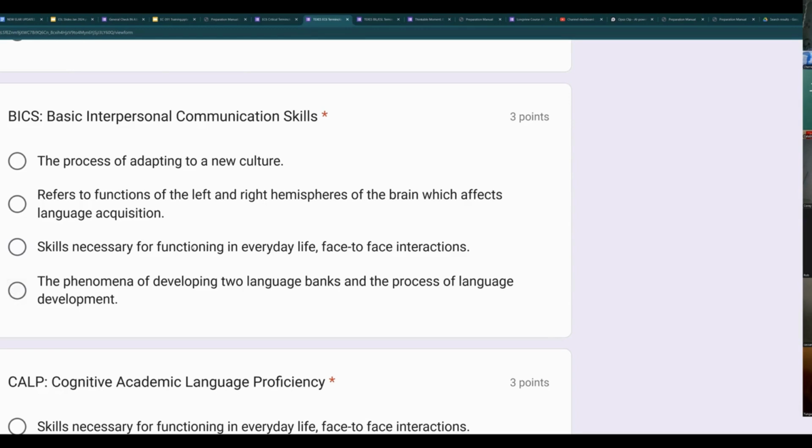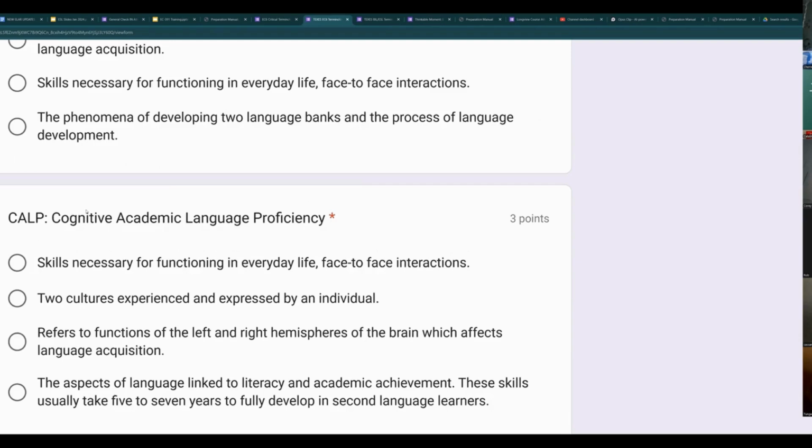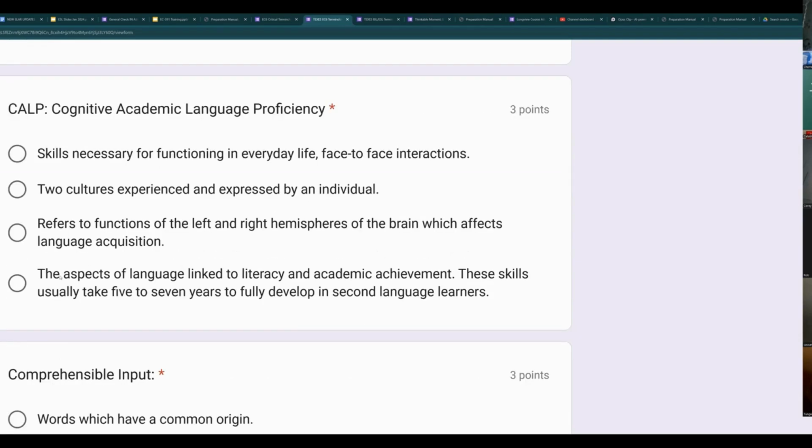Well, skills necessary for functioning everyday life, face-to-face interaction. It's C. Thank you. Okay. It's skills because it's everyday social life. Okay, thank you for that. CALP is just academic. So literacy and academic achievement. Yes, 5 to 7 years. CALP is the bottom one.